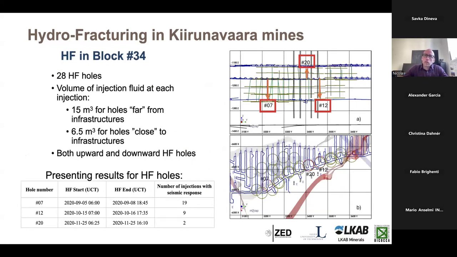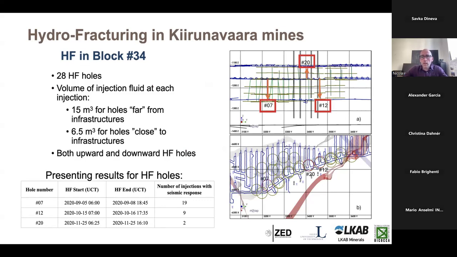The hydrofracturing in Block 34 occurred in 28 holes. The volume injected was 15 cubic meters for the holes that were far away from the infrastructure, and for the ones that were closer it was a bit smaller, about a third, 6.5 cubic meters. The hydrofracturing holes have been drilled both upwards and downwards. Here we are going to present the results for 3 holes. We monitored all the 28 holes, but we are presenting in detail the results for 3 holes.